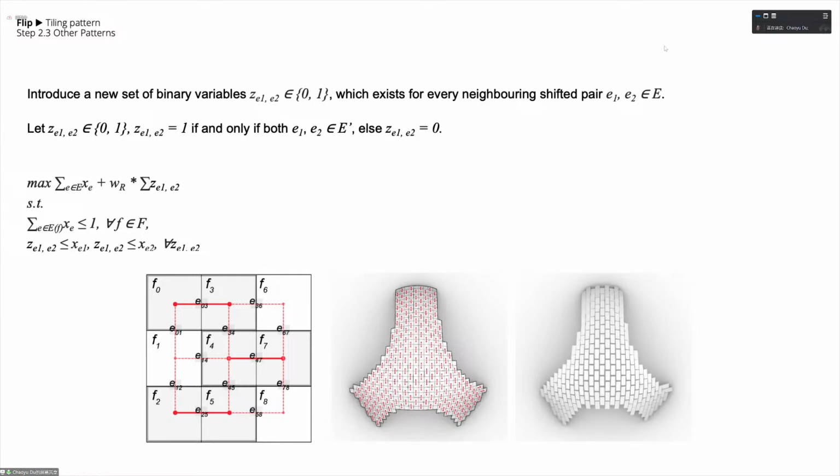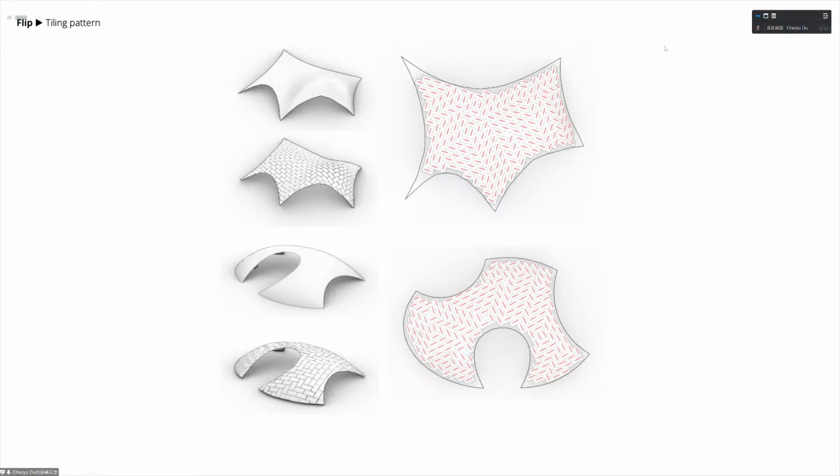And other tiling patterns, such as a running bond pattern or a herringbone pattern, can also be targeted by replacing the penalty term for parallel edges with a different term that penalizes or rewards certain combinations of edges. So you see, this is our input geometry that we showed before, and we apply a running bond pattern on top of it. And here are some more results.